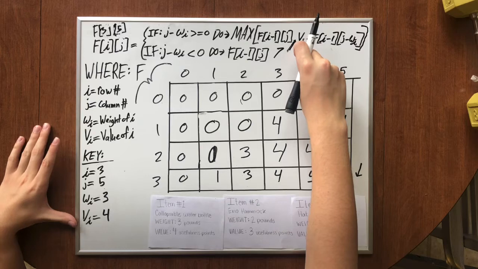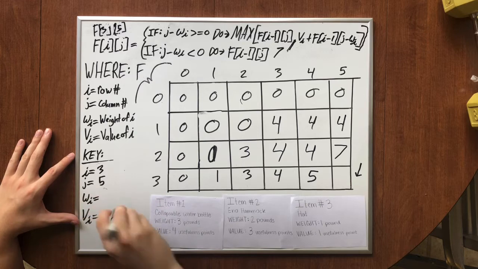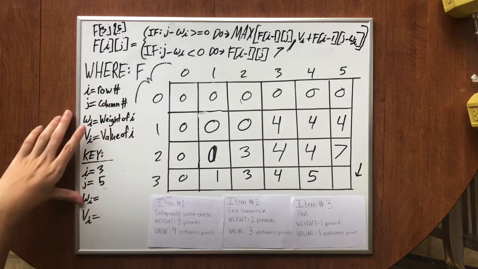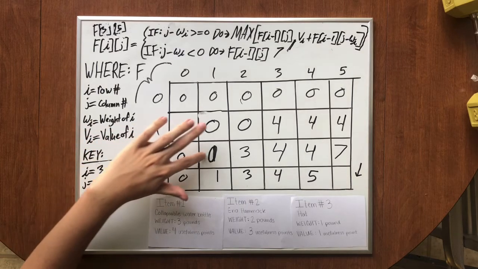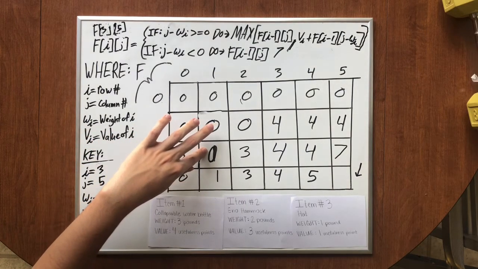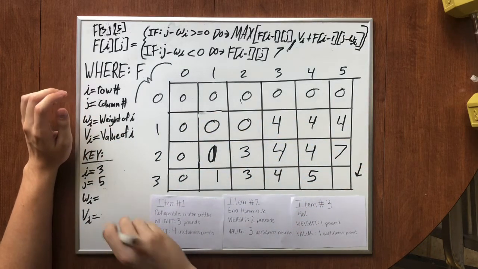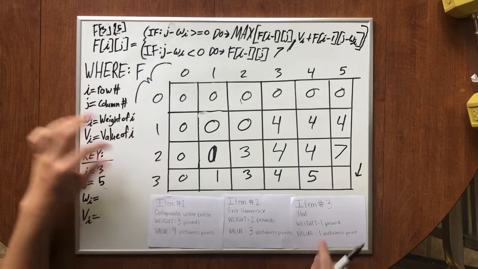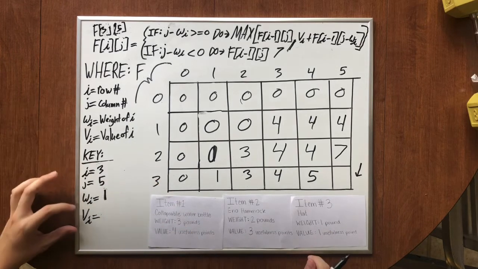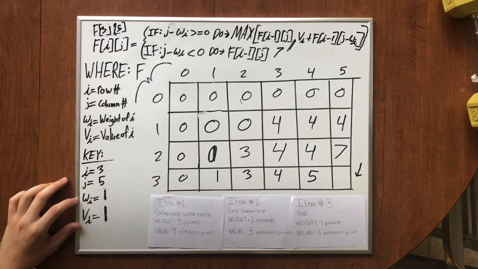And for this one here, v sub i, sorry, I should have been changing these throughout the video, but as we move from row to row, w sub i and v sub i change. I might have done something wrong with this one when I showed you how to do it; it is supposed to be a 0, and this one's a 3, 4, 4, 7. But we're on item number 3, so the weight of item number 3 is 1 pound, and the value of item number 3 is 1 point.